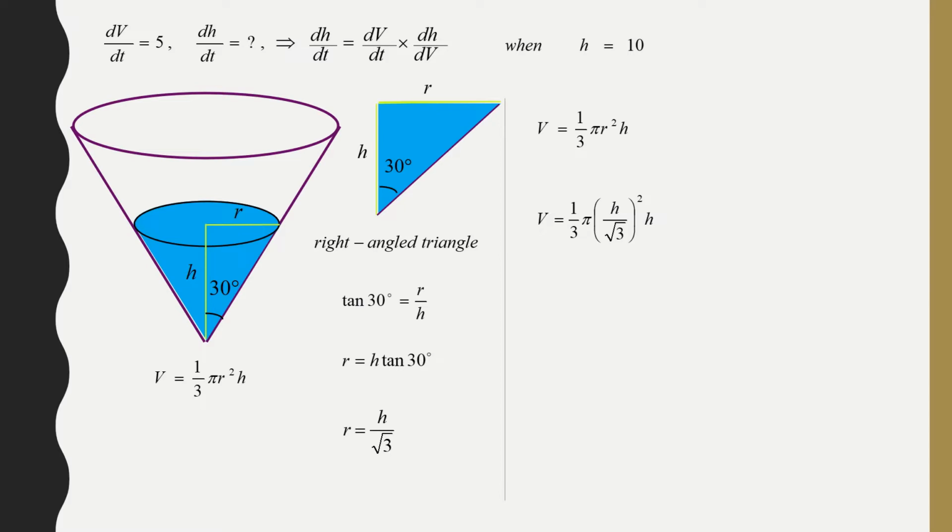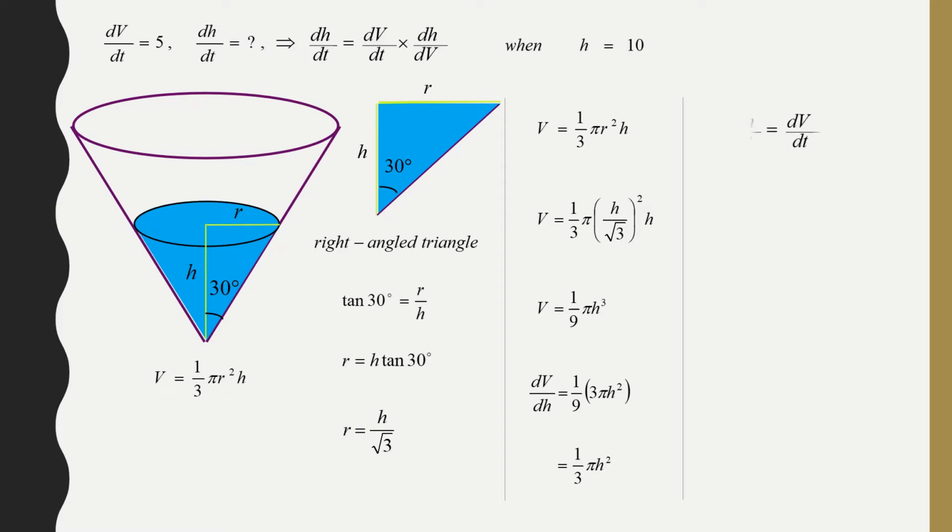Finally we simplify the formula of volume. We get volume equals 1 over 9 pi H cubed. So this is volume in terms of H. Then we can find dV over dH. We differentiate, and we get dV over dH equals 1 over 9 multiplied by 3 pi H squared. Then we simplify, and we get dV over dH equals pi H squared over 3.